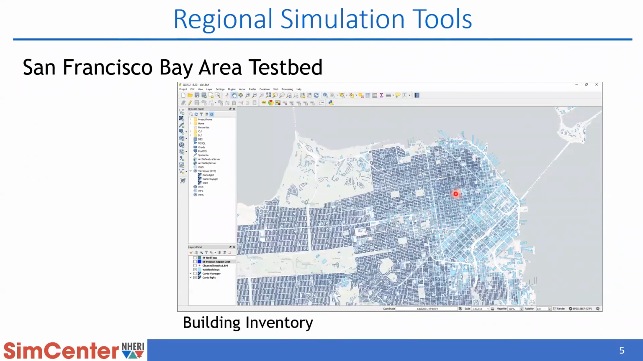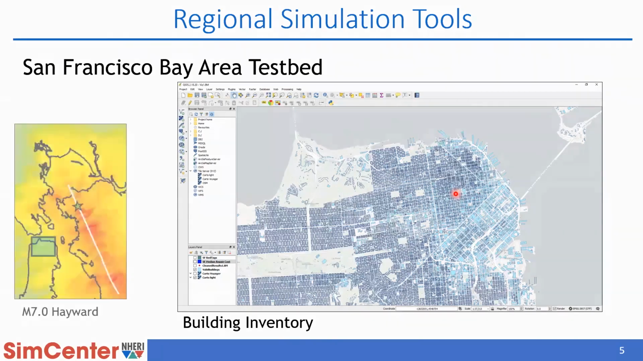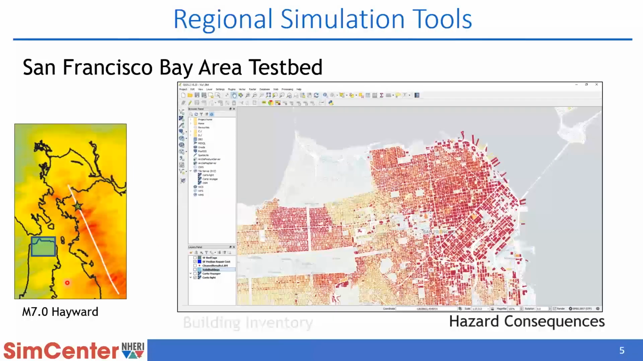So these are the tools that I'm going to talk about today. And by regional simulation, I mean that we start from a region that has a large number of buildings. So we start from the building inventory. We have some hazard description. So for instance, this is the Bay Area. This is San Francisco, subjected to a magnitude 7 earthquake on the Hayward Fault. And we want to find out what are the hazard consequences. And in this case, what I'm visualizing here is basically the loss ratios for each building in San Francisco.